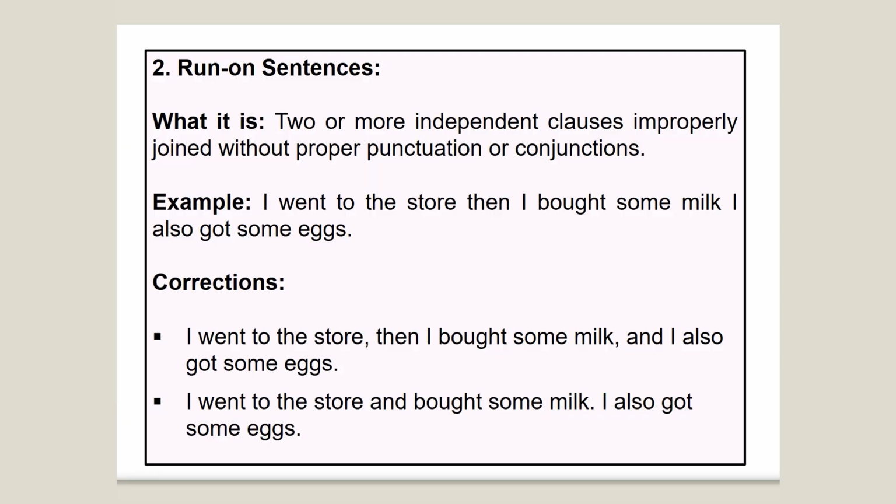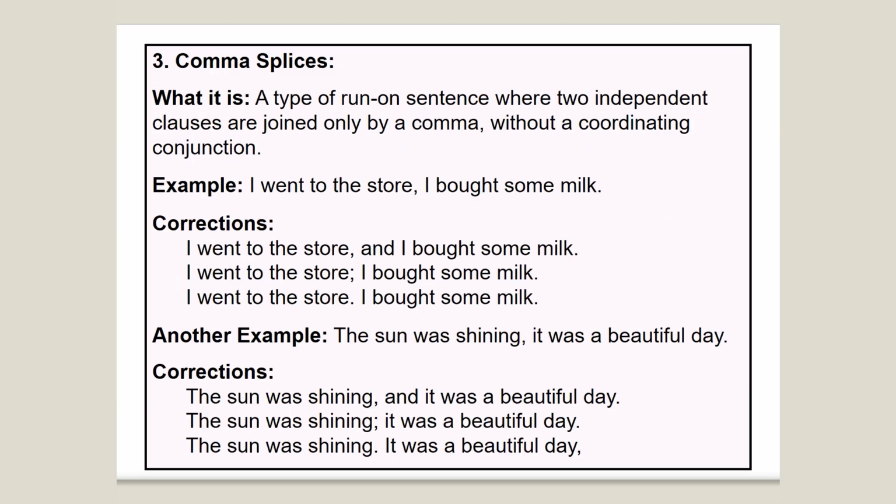What are comma splices? It is a type of run-on sentence where two independent clauses are joined only by a comma without a coordinating conjunction. For example, "I went to the store, I bought some milk." Correction: "I went to the store, and I bought some milk." "I went to the store and I bought some milk." "I went to the store. I bought some milk."